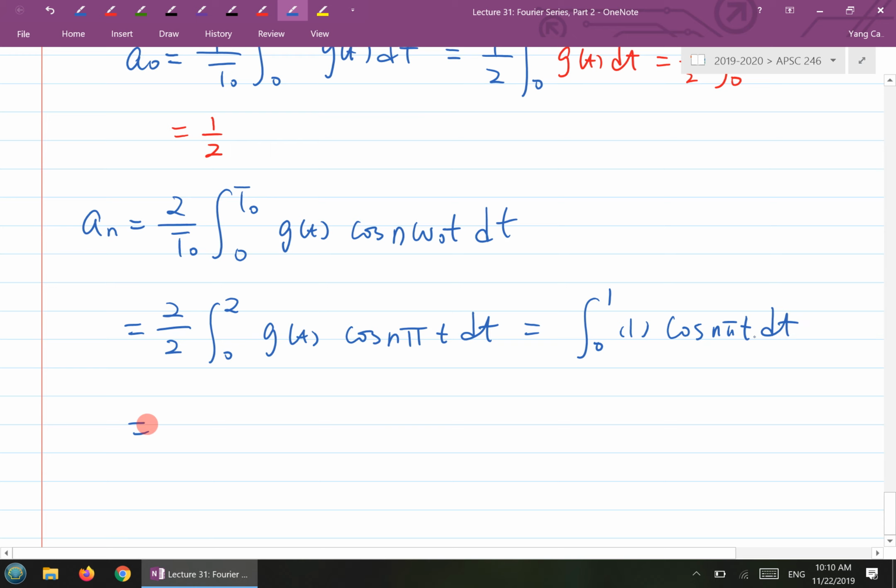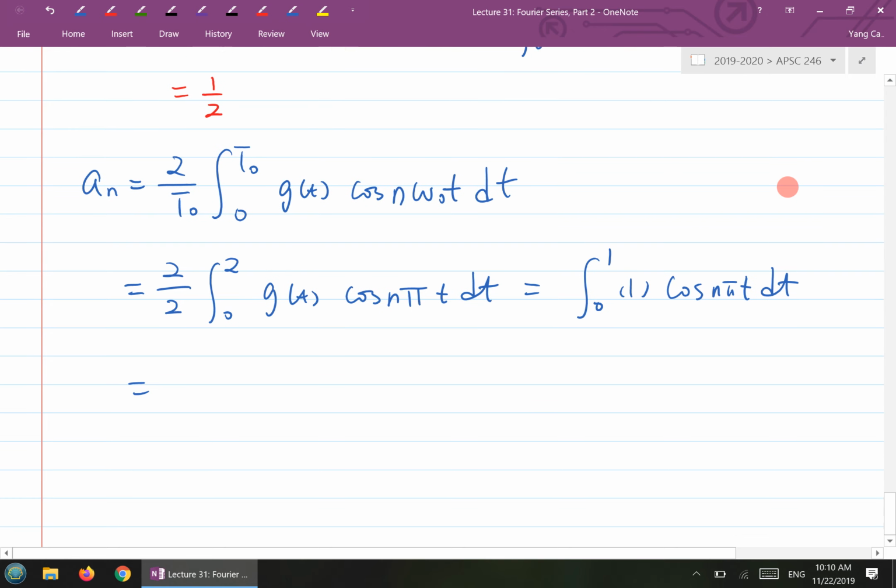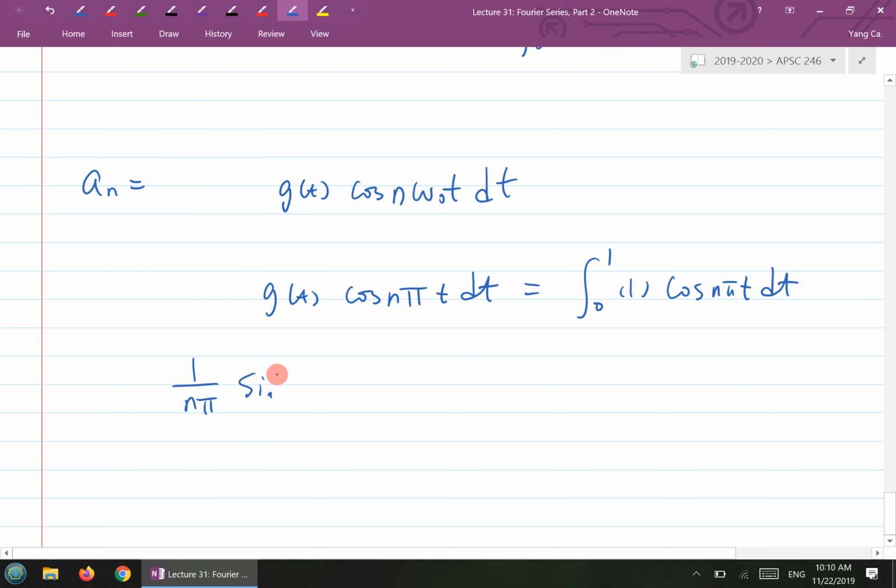Now the more you do, the more comfortable you will become. This one you'll find out to be 0, but otherwise you can still do the integrals here. The integral of this term gives you 1 over n pi. Oh boy. How does this happen to that?